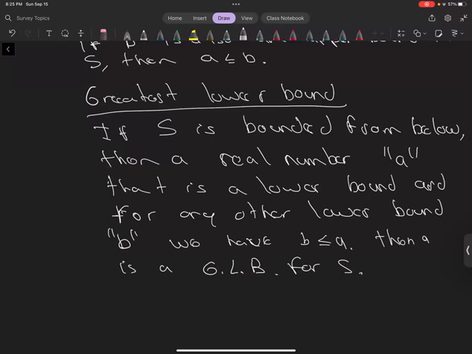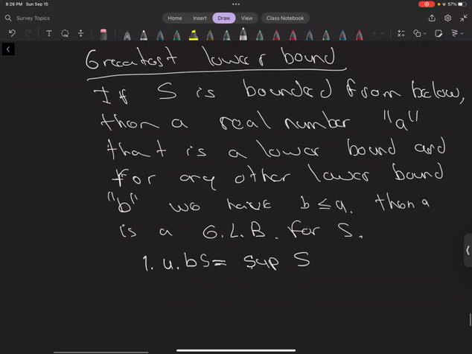Okay, so we're going to use the notation: the least upper bound of S is the sup of S, the same notation. And then the greatest lower bound for S is equal to the inf of S, or infimum.